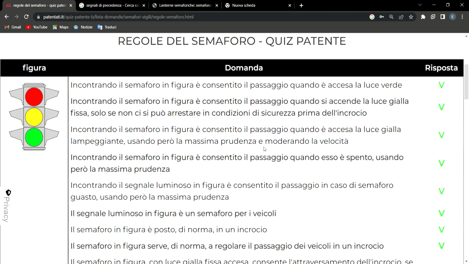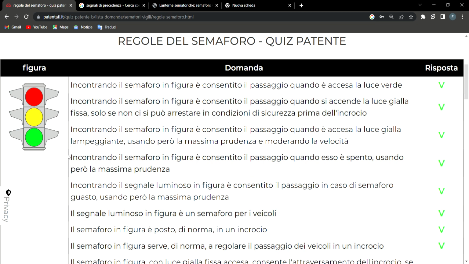If you are in any junction where there is this traffic light and the yellow light is put on without going off, all you need to do is to reduce your speed and watch before you cross. So that is the reason why this one is vero as well.